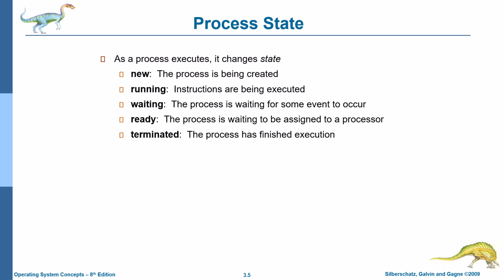Let's move on to the process state. As a process executes, it changes state. There are a few states in a process. New: the process is being created. Running: instructions are being executed. Waiting: the process is waiting for some event to occur. Ready: the process is waiting to be assigned to a processor. Terminated: the process has finished its execution.